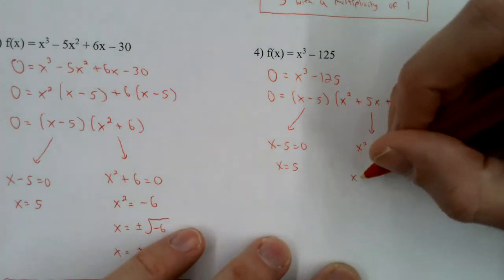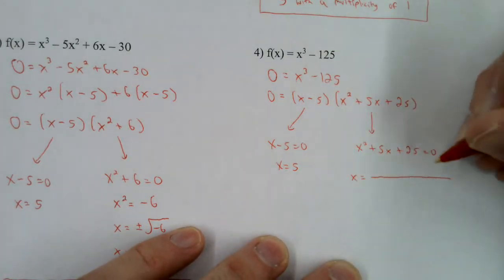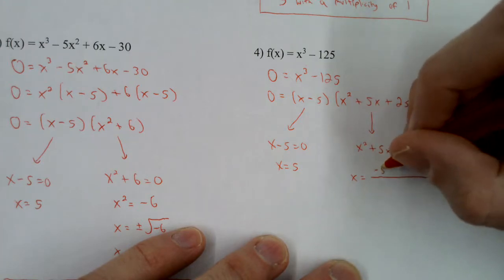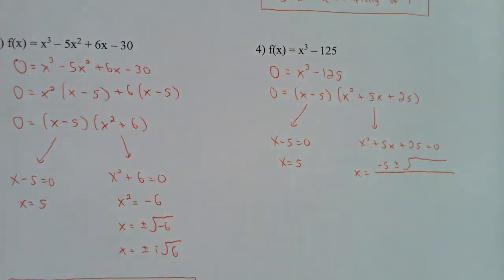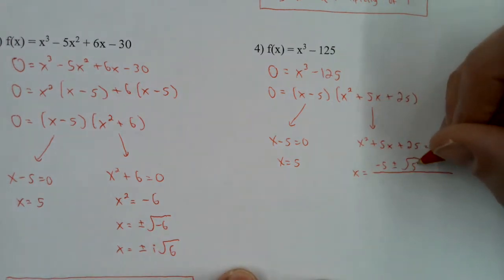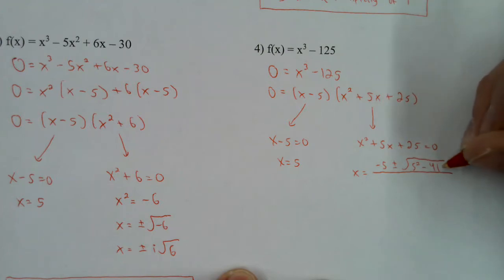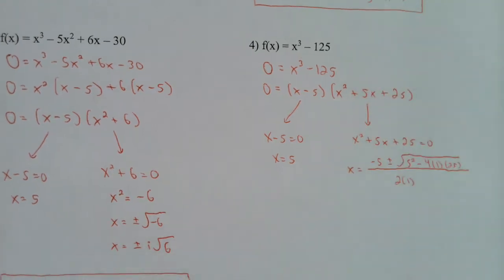X equals opposite of b, meaning negative 5, plus or minus the square root of b squared, which is 5 squared, minus 4 times a, which is 1, times c, which is 25, all over 2 times a, which is 2 times 1.